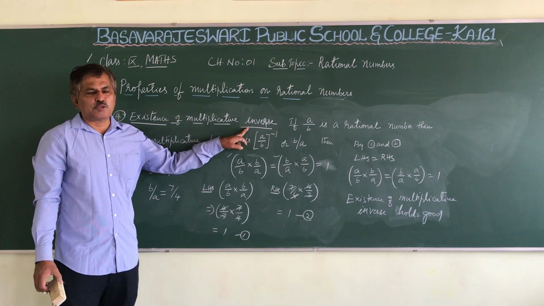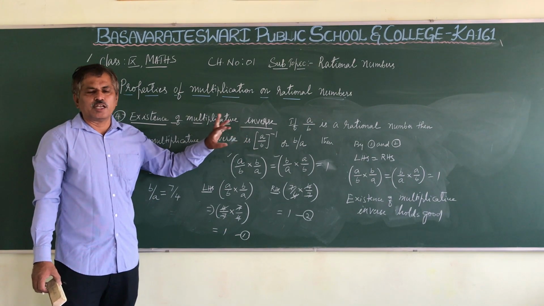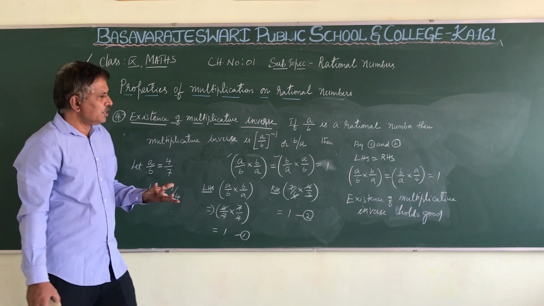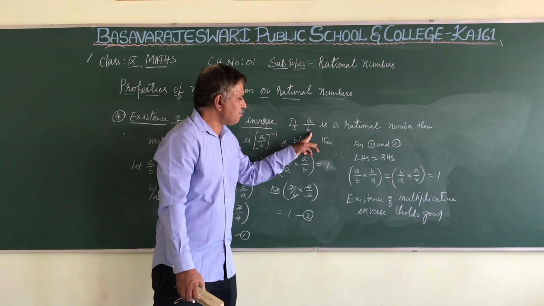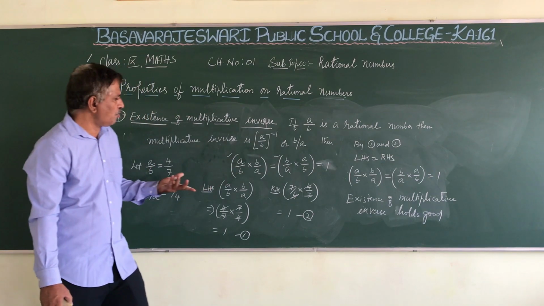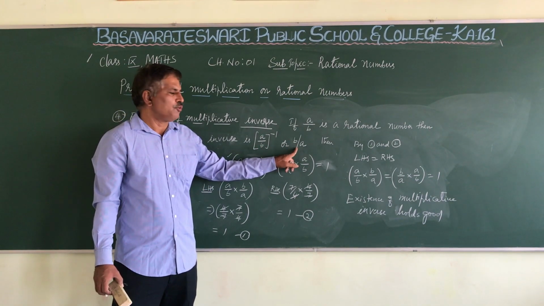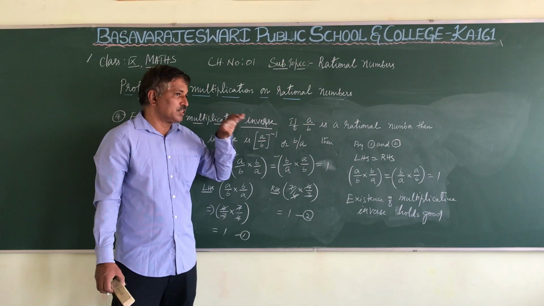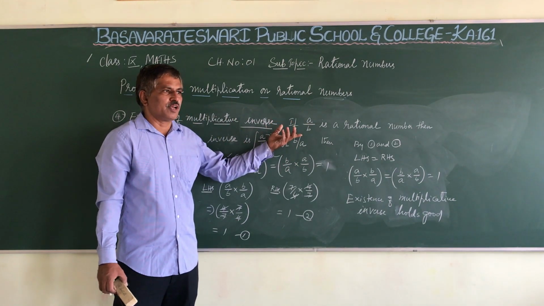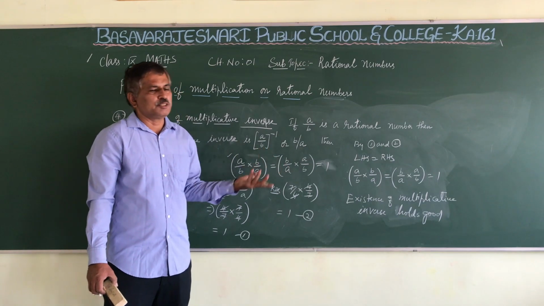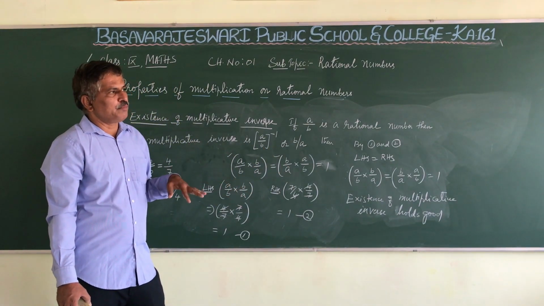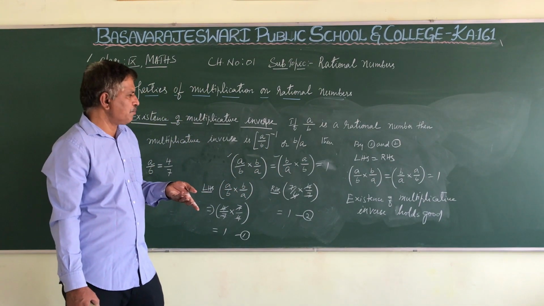Till again, existence of a multiplicative inverse. You know that multiplicative inverse is nothing but what? The reciprocal of the given number. Here, the given rational number is A by B. Its reciprocal will be B by A. That is nothing but the multiplicative inverse. So multiplicative inverse is nothing but the reciprocal of the given rational number. If it is A by B, the reciprocal will be B by A. If it is B by A, the reciprocal will be A by B.